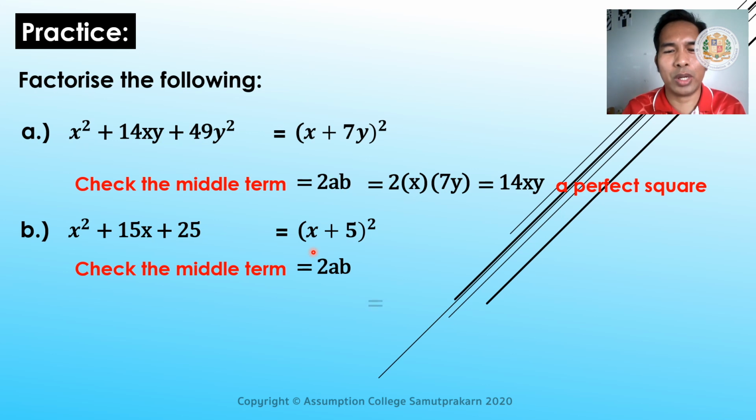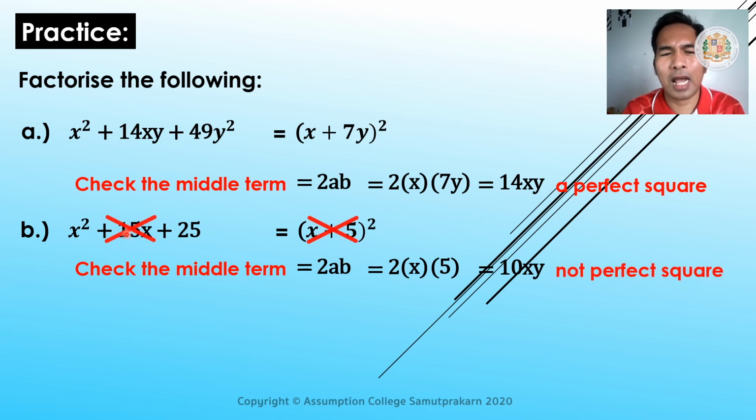Comply the 2ab. What is a? It's x, while b is 5. So 2 times x times 5. So 2 times x is 2x, times 5 is 10x. The middle term is not correct. So therefore, it is not a perfect square, because the middle term is not correct. So your answer must be not a perfect square. So you cannot use the perfect square formula.